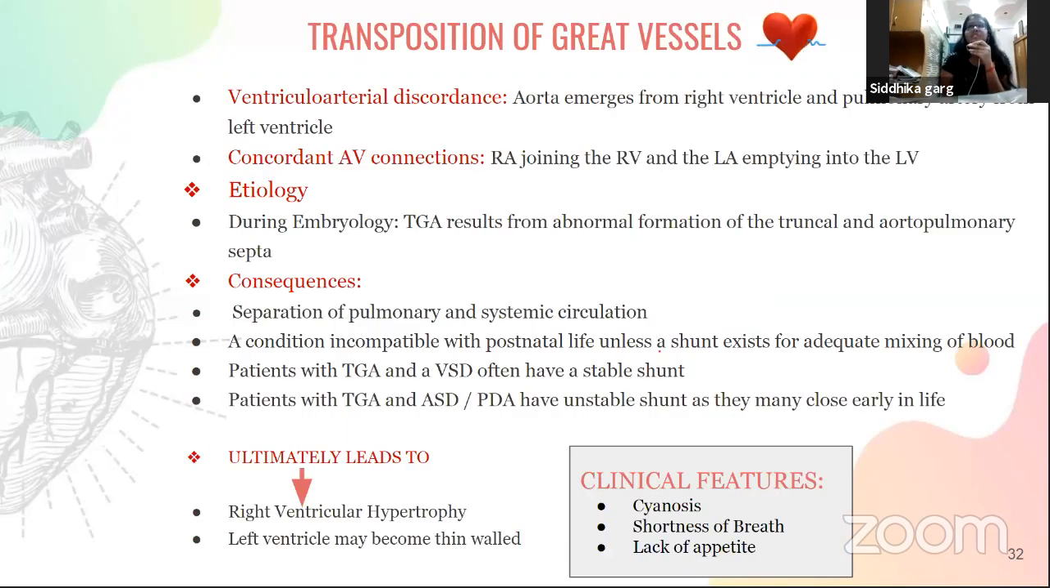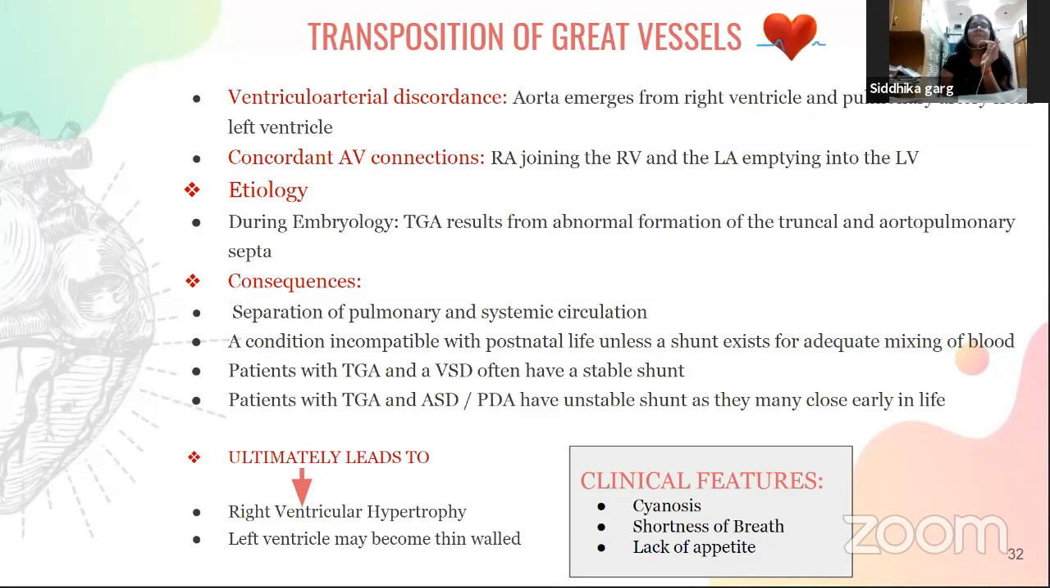Now, transposition of great vessels. What happens in this is ventriculoarterial discordance. That means the aorta emerges from the right ventricle and the pulmonary artery from the left ventricle. But there is a concordant AV connection, that means the right atrium joins the right ventricle and the left atrium empties into the left ventricle. The etiology is that TGA results from abnormal formation of the truncal or aorticopulmonary septa.